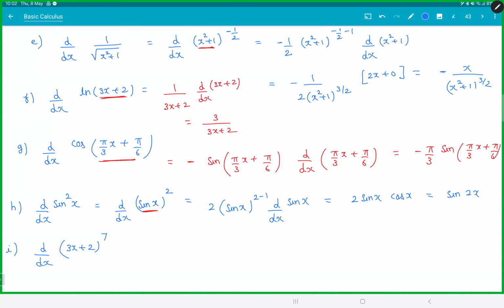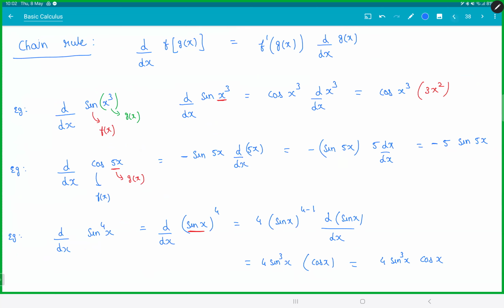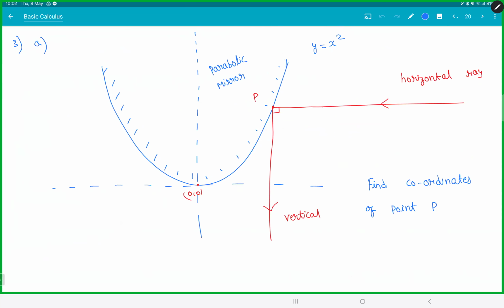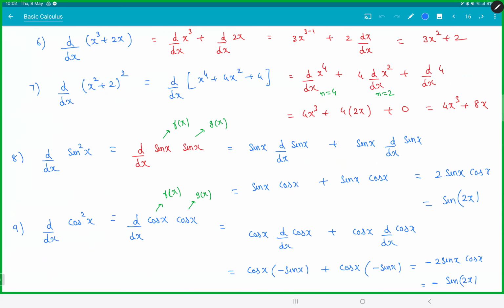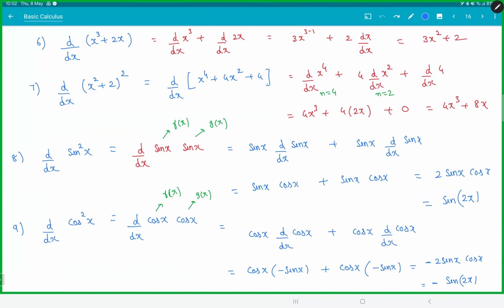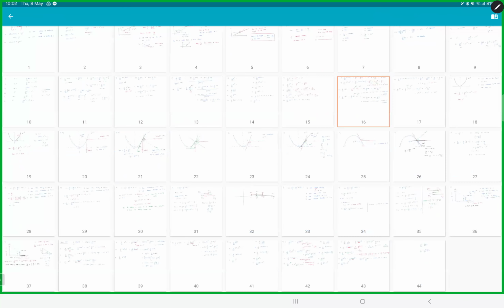And if you guys remember this, we have done this last time using product rule, remember? And did you see we got the same answer? So this chain rule is actually more superior and a faster way. The answers will come same, doesn't matter which method you use.